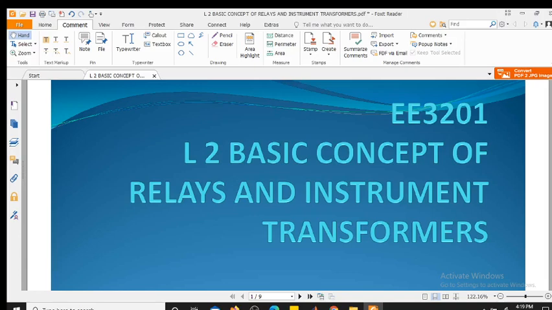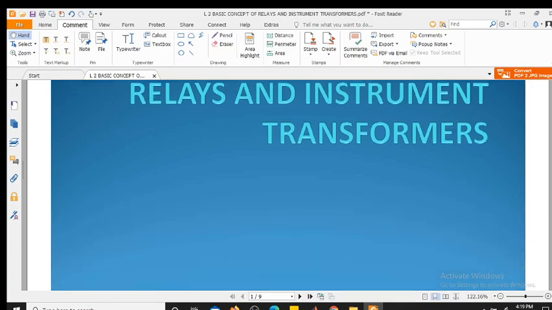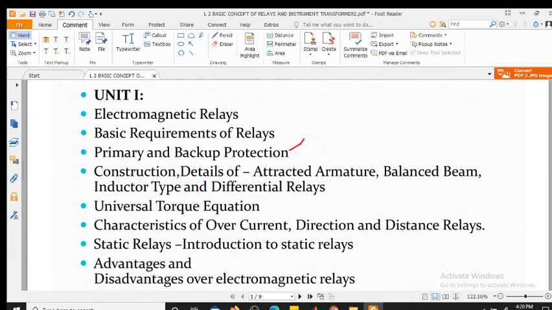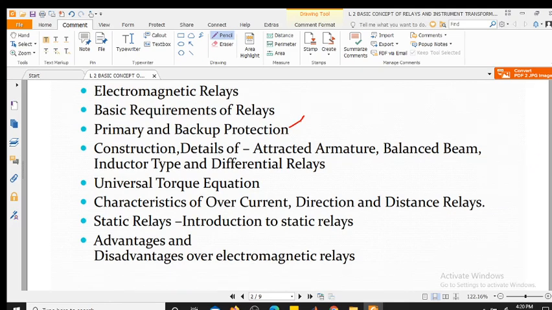In that topic is basic concept of relays and instrument transformer. Our unit 1 comprises of electromagnetic relays, basic requirements of relays, primary and backup protection, construction and details of different types of relay, what is the universal torque equation, what are the characteristics of overcurrent, direction and distance relays, what is a static relay, what are the advantages and disadvantages of static relays over electromagnetic relays. So these come under first unit.